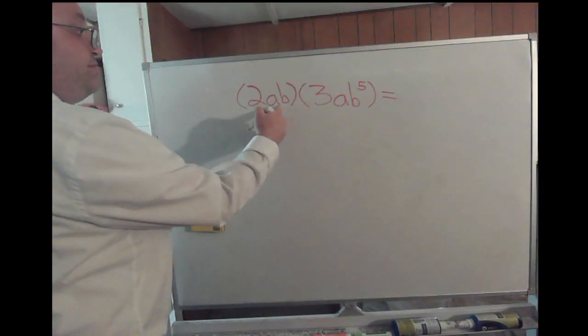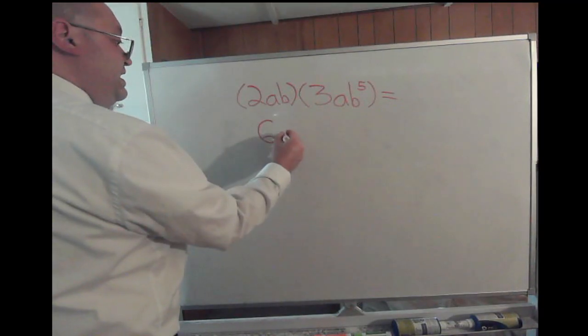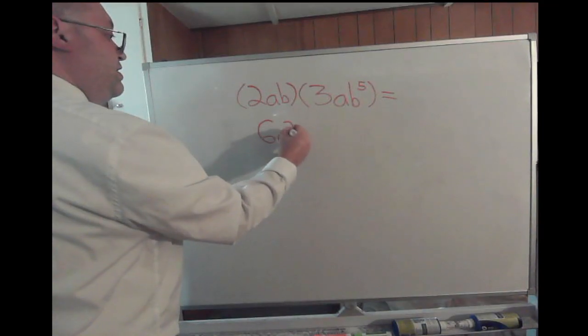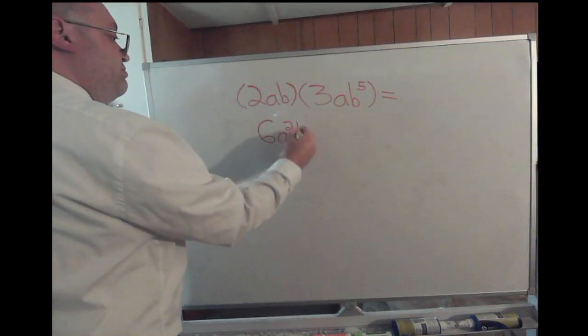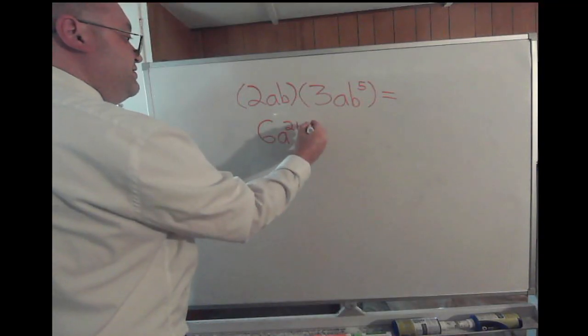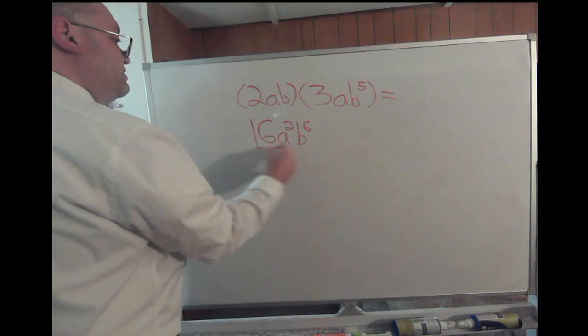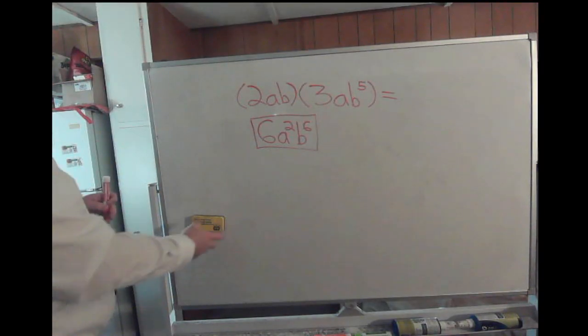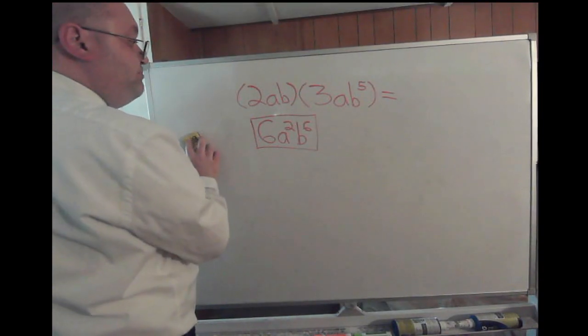Then you take your variables one at a time. You have base a to the 1 plus 1, that'd be a squared, a to the second. Then you have your base b, you have b to the first times b to the fifth, 1 plus 5 is 6. So the answer you should get is 6a to the second, b to the sixth. That's exactly what you would get.